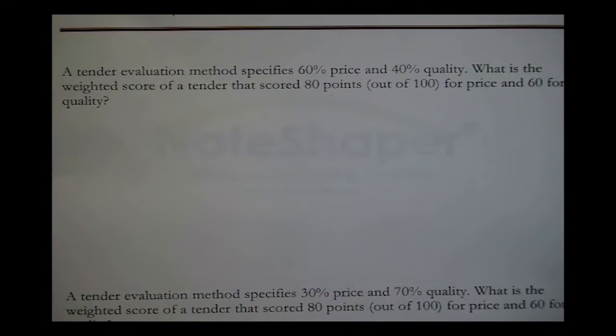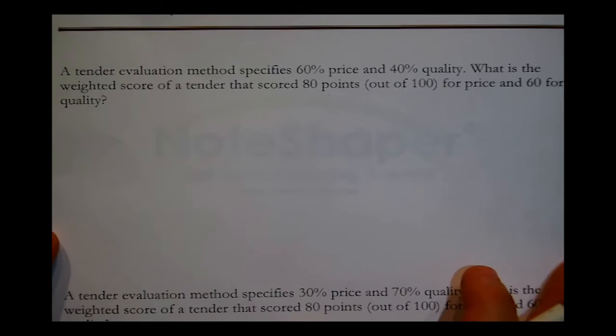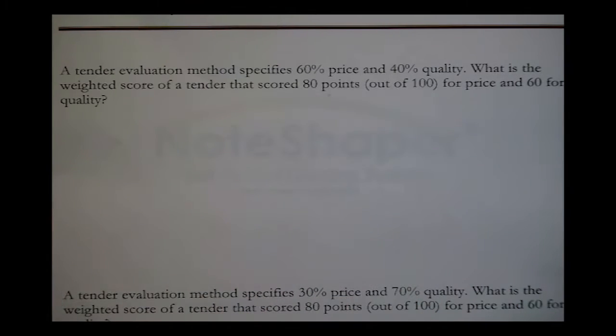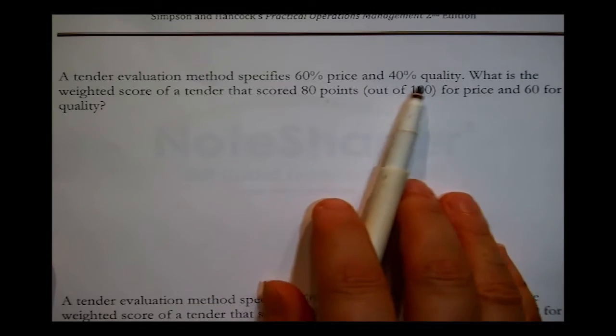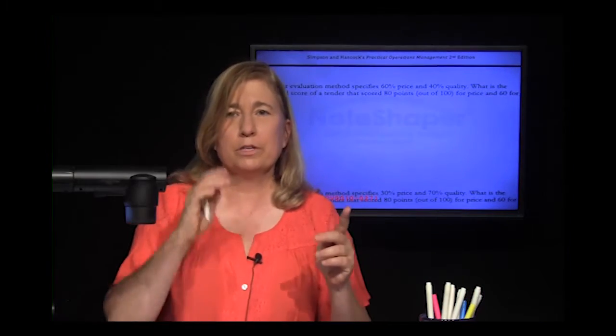A weighted score is a way of combining a bunch of different scores into one number or one expression. Let's take a look here. A tender evaluation method specifies 60% price and 40% quality. Now, wait a minute, what's that mean?